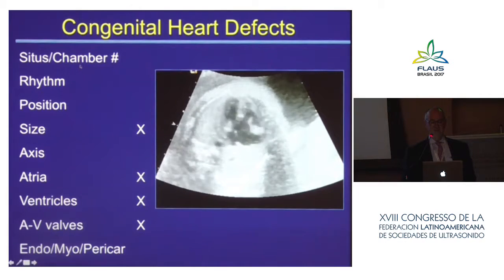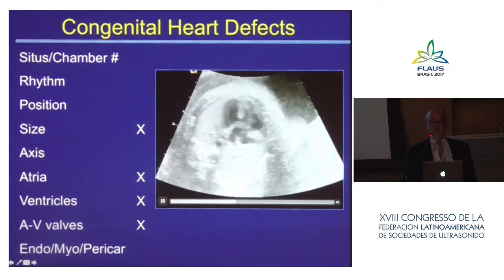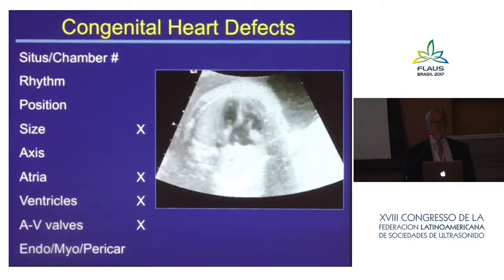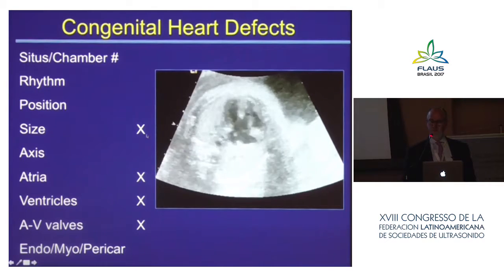So we want to look at the number of chambers, the situs, the rhythm of the heart, which looks okay, the position, okay, the size, it should be about 1/3 of the size of the chest. It looks a little bit bigger than that. You see the right side of the heart really goes almost over to the right chest wall. So that's a little abnormal here.